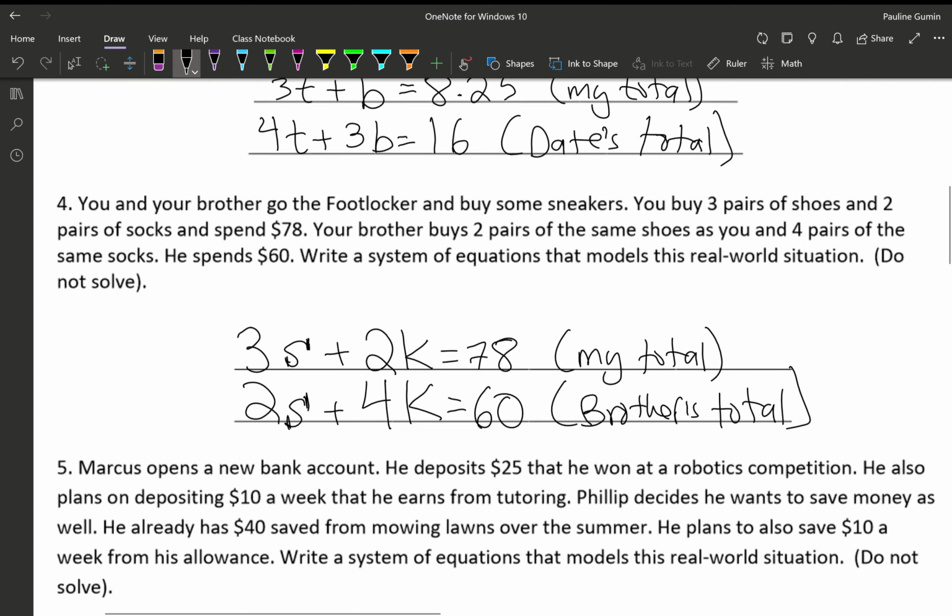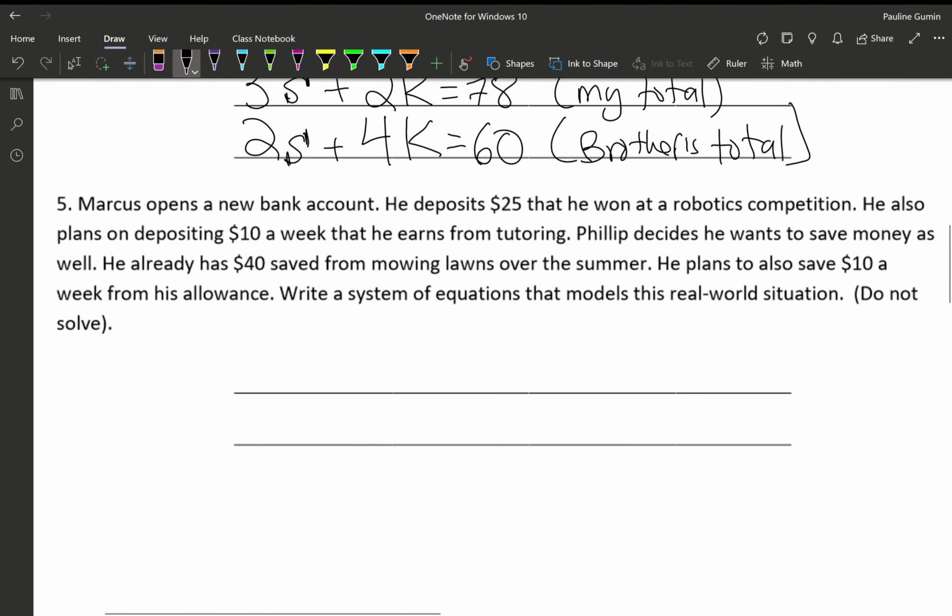Okay. Number 5. Marcus opens a new bank account. He deposits $25 that he won at a robotics competition. He also plans on depositing $10 a week that he earns from tutoring. Philip decides that he also wants to save money, because that's a great idea, Marcus. He already has $40 saved from mowing lawns over the summer, and he plans to save $10 a week for his allowance. Let's write a system.